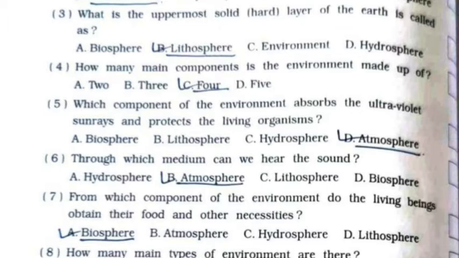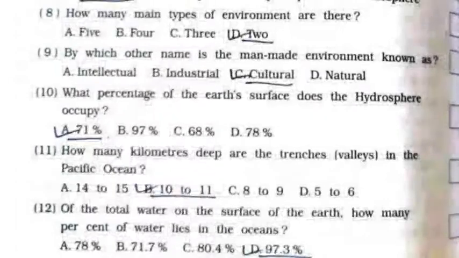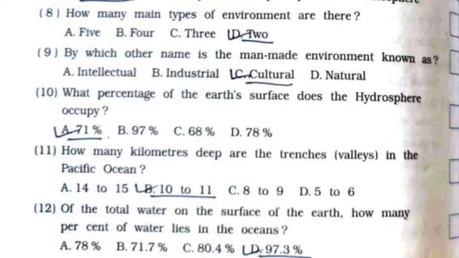Sixth, through which medium can we hear the sound? It's option number B, atmosphere. Seventh, from which component of the environment do the living beings obtain their food and other necessities? It's option number A, biosphere. Eighth, how many main types of environment are there? It's option number D, 2.